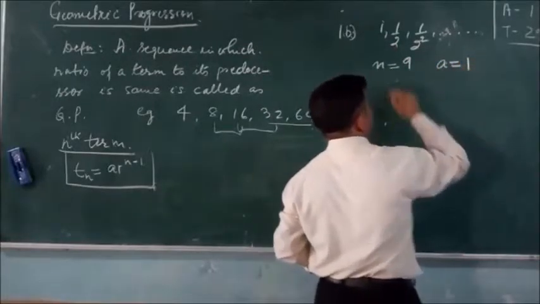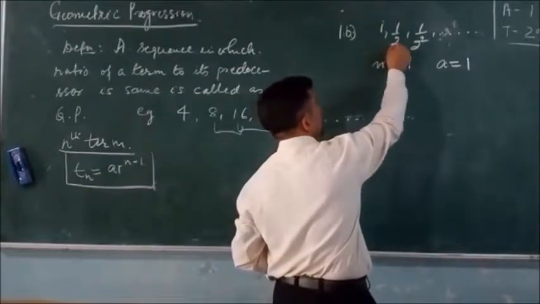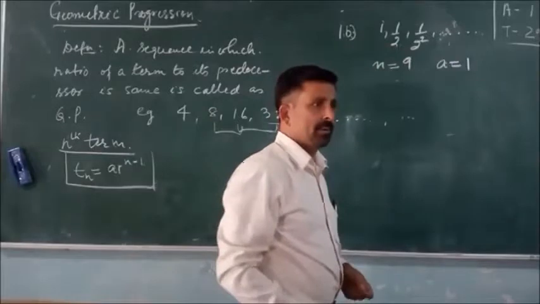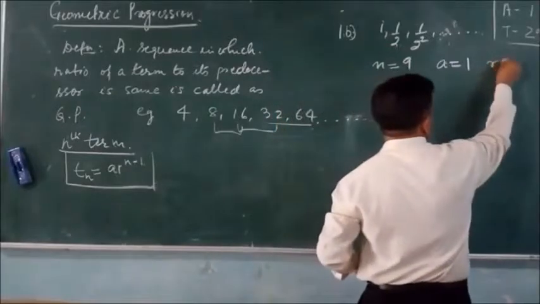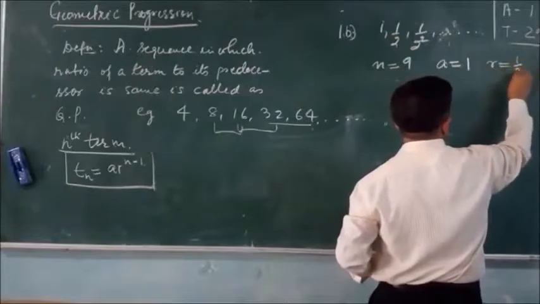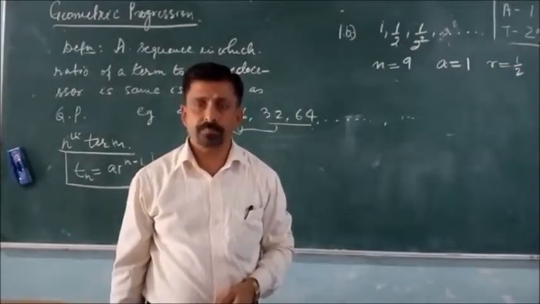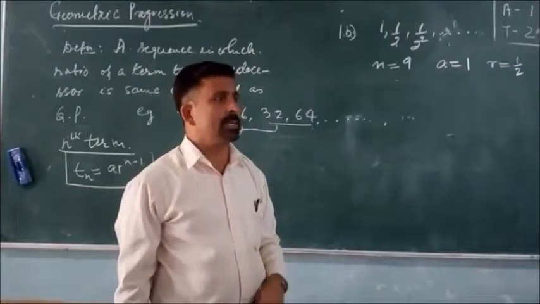And r is the ratio of a term with its previous term. So it is better to take the ratio of these two because these two terms are very simple, right? Therefore r is equal to half divided by 1. Will it remain as half? Is it okay? Yes, sir. Any number divided by 1 remains as it is.